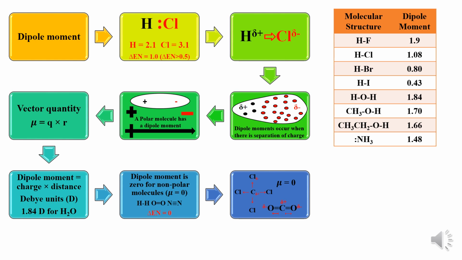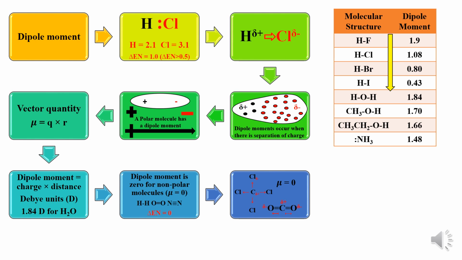So when you compare and contrast the dipole moment values for all these 4 molecules, you will find that the dipole moment values decrease with the decrease in the electronegativity of the bonded atom. So as the electronegativity of the bonded atom decreases, here in the case of halogens, you'll see a corresponding decrease in the dipole moment values.